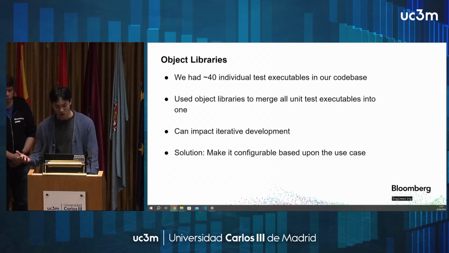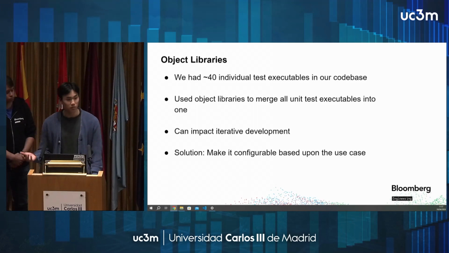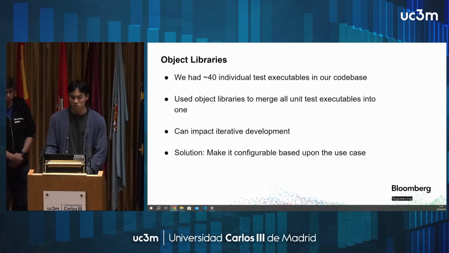In our case, we had around 40 individual test executables, and these executables shared a lot of common code, such as utility functions, test fixtures, or helper classes. So instead of duplicating this common code across multiple test executables, you can actually compile it into an object library and just link it once. It can impact iterative development. For example, each change to the shared code in the object library may require recompilation of all dependent targets, impacting iteration speed. But the object libraries are highly configurable, so it's really dependent on your use case.